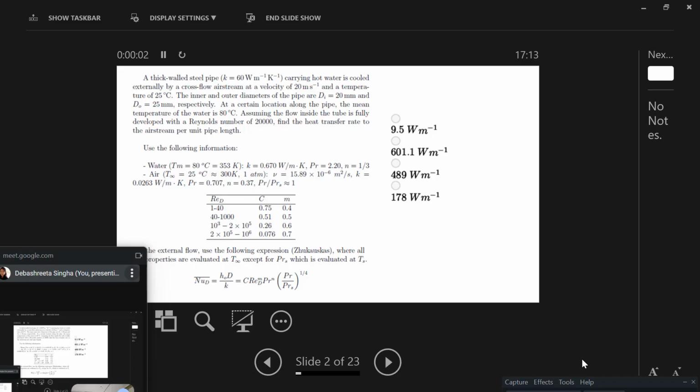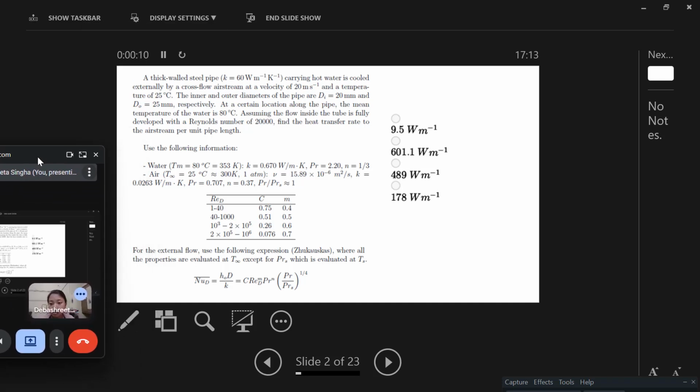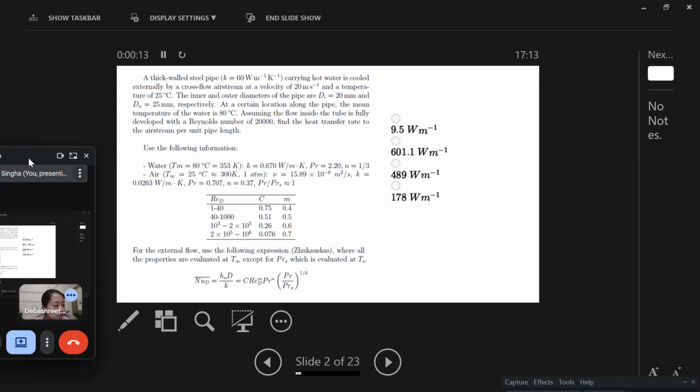Okay, so this is the problem of forced convection. A thick-walled steel pipe, conductivity given as 60 watt per meter Kelvin, carrying hot water is cooled externally by a cross flow air stream at a velocity of 20 meter per second and a temperature of 25 degrees Celsius. So the free stream velocity is given, and T infinity is also given as 25 degrees.